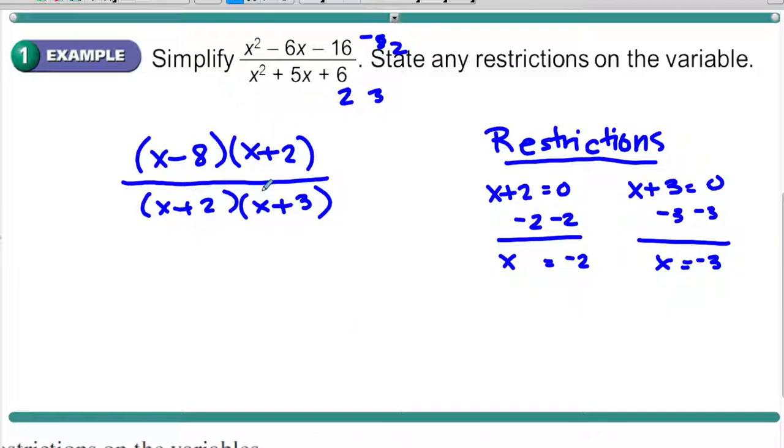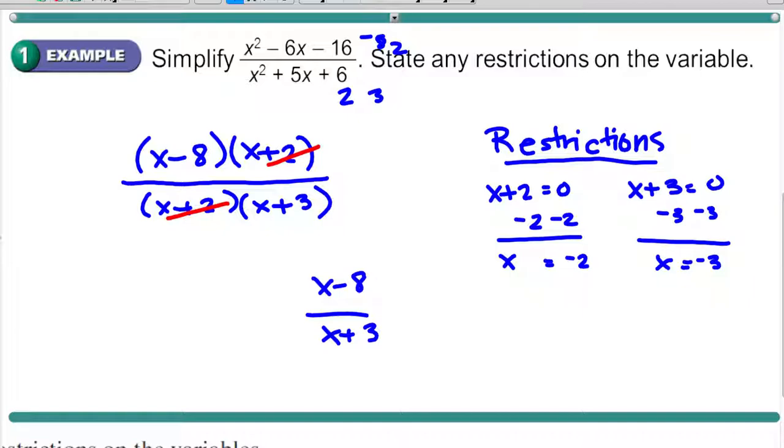Now we go up here and cancel out any like factors, and in this case, x plus 2 and x plus 2. One's in the numerator, one's in the denominator, right? And so that leaves us with x minus 8 all over x plus 3.